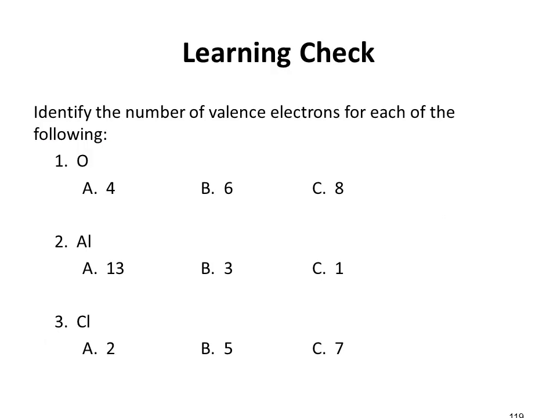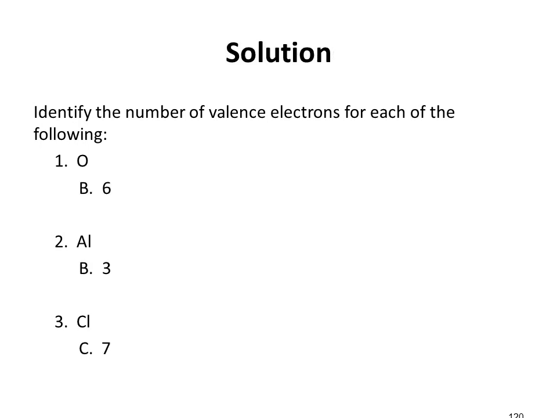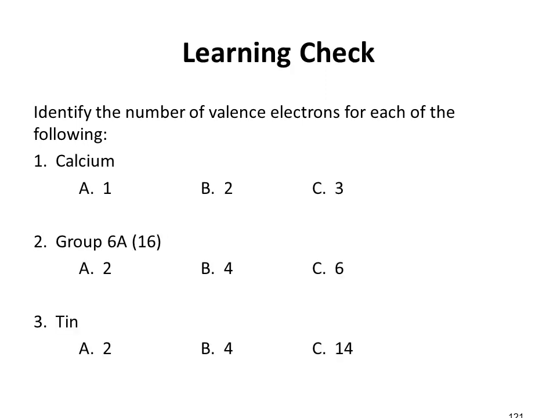So in this learning check, it's asking us to identify the number of valence electrons for each of the following elements, and it's pretty much done by looking at what group number it's found in. And so oxygen in number 1 is found in group 6, 6A, or group 16. That means it has 6 valence electrons. Aluminum is in group 3 or group 13, and so it has 3 valence electrons. And then chlorine is found in group 7A or 17, and that's 7 valence electrons. And it's pretty much as easy as that, just finding out what group number it's in, and that's how many valence electrons it has available to it.